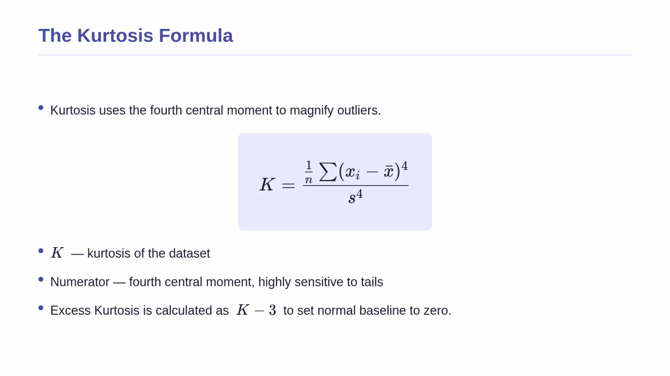A perfect normal distribution has a kurtosis of exactly 3. Because of this, statisticians often use excess kurtosis, which is simply k minus 3, setting the baseline for a normal distribution to exactly 0.